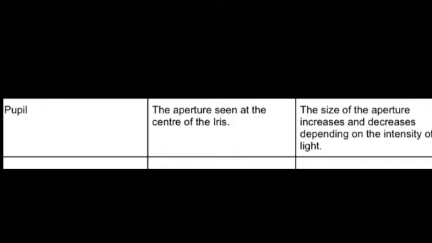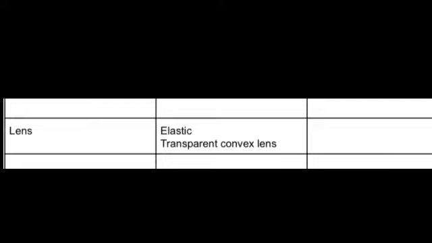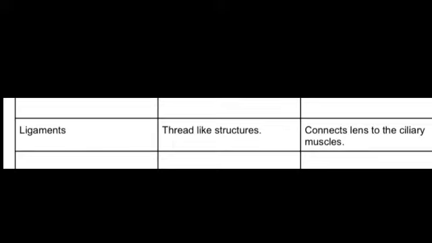Next one, pupil. The aperture seen at the center of the iris. The size of the aperture increases and decreases depending on the intensity of light. This is the lens. It is an elastic and transparent convex lens. Okay, these are the ligaments. Thread-like structures. Ligaments connect the lens to the ciliary muscles.